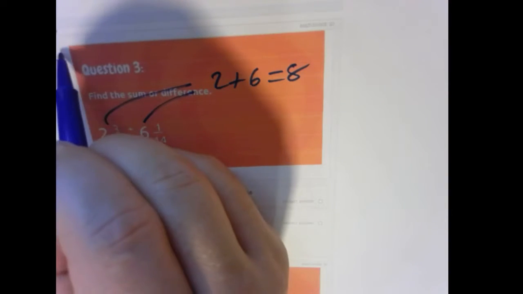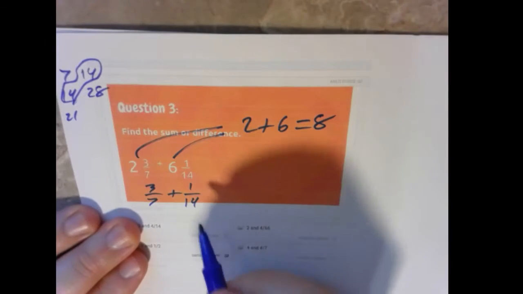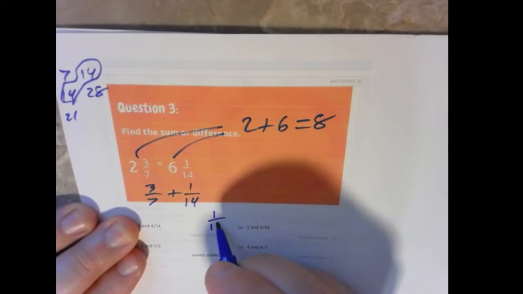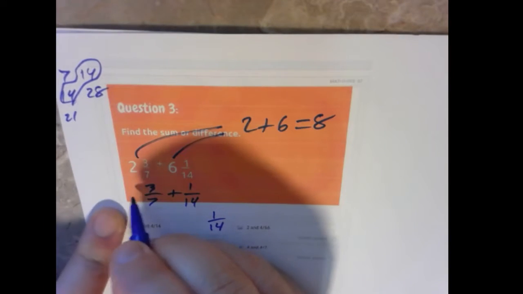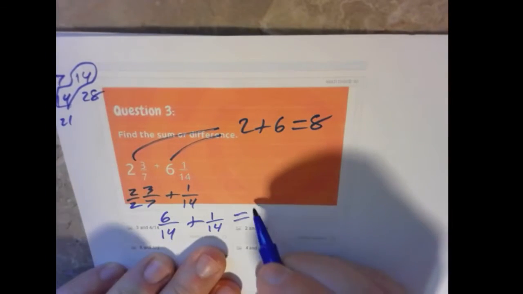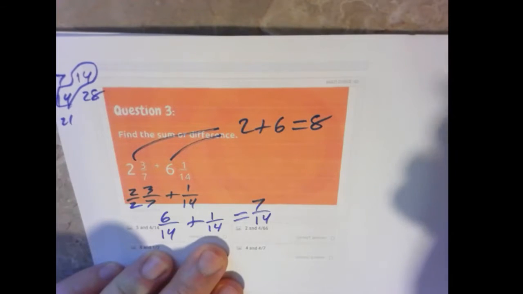Let's try it. 7, 14, 21. Now let's multiply our 14s. 14, 28. Okay, so we can see that the common multiple is going to be 14. Okay, so this is already set. I can write 1/14. This one, how would I go from 7 to 14? I would multiply that by 2, correct? So 2/2. So 2 times 3 is 6. 2 times 7 is 14. So now we have our 6/14 plus 1/14 equals 7/14.